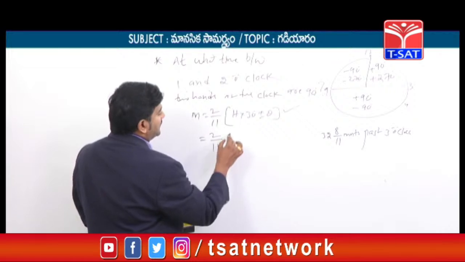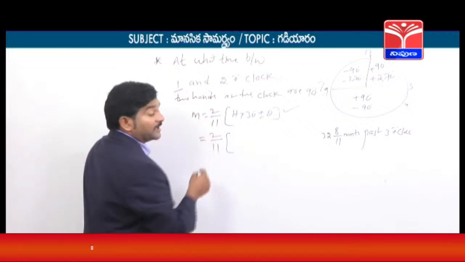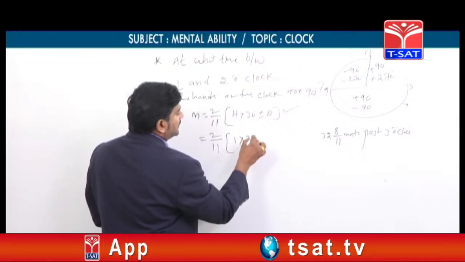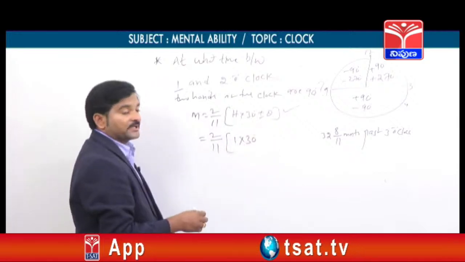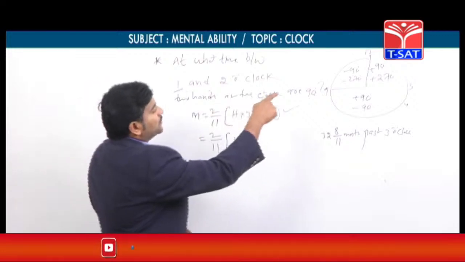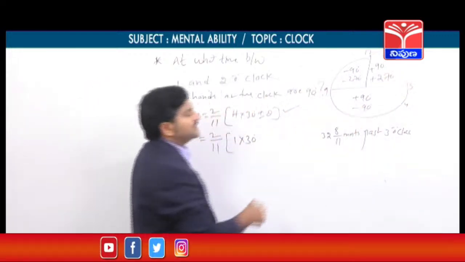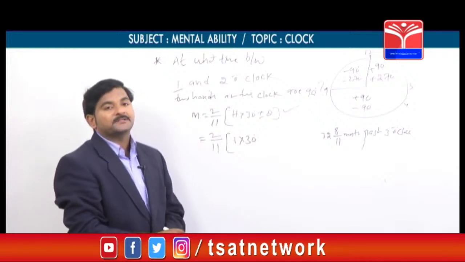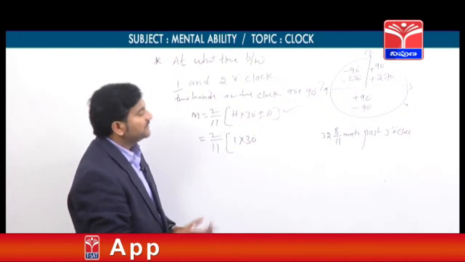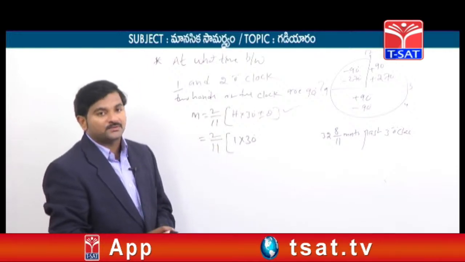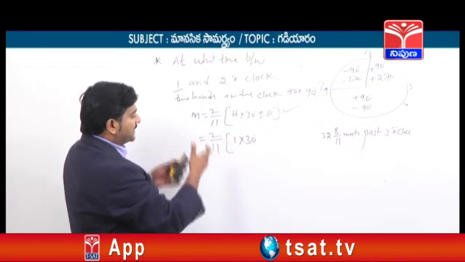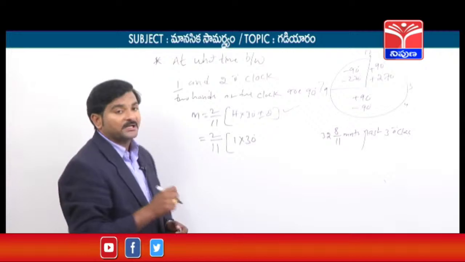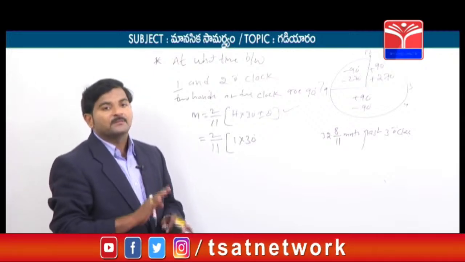So 2 by 11 into starting hour. What is our starting hour here? 1 o'clock. So that's why H is equal to 1 into 30 degrees. Now you should not take plus or minus because the given time lies in between 12 and 3. Since the given time lies in between 12 and 3, we need to take one time theta is equal to plus 90, and second time you should take theta is equal to plus 270. So by taking two cases, case 1 will come and case 2 will come. There are two formulas for perpendicular condition because this will happen 2 times for every 1 hour.